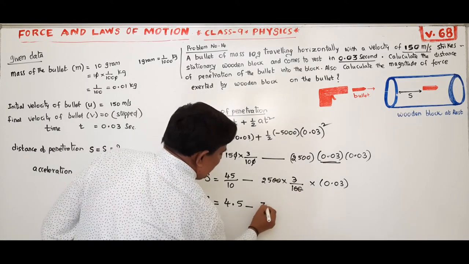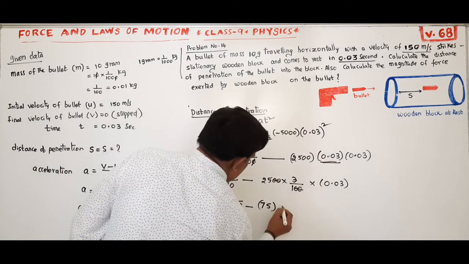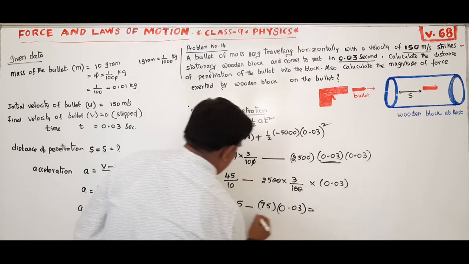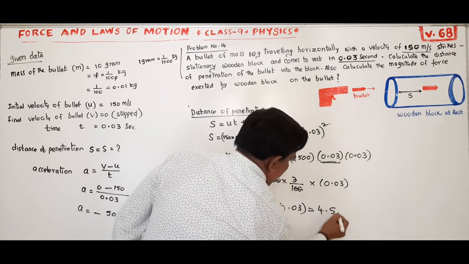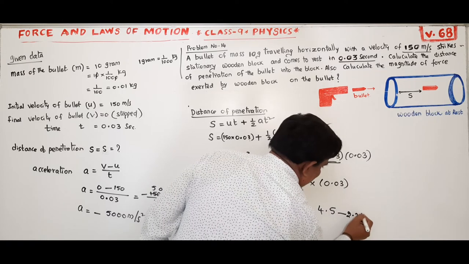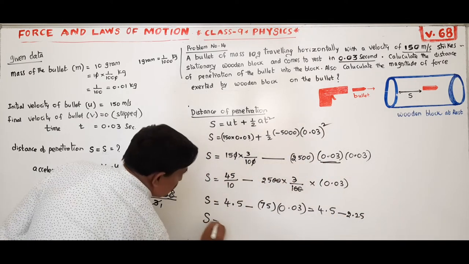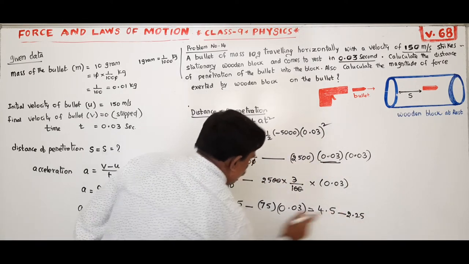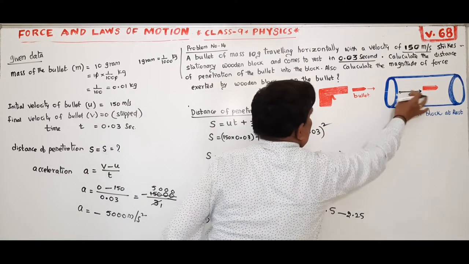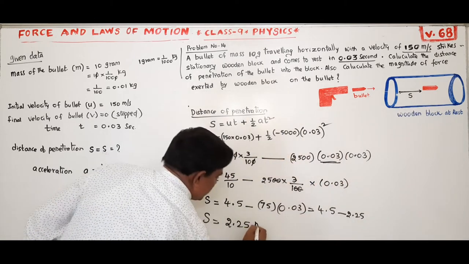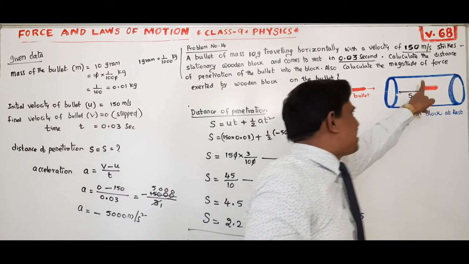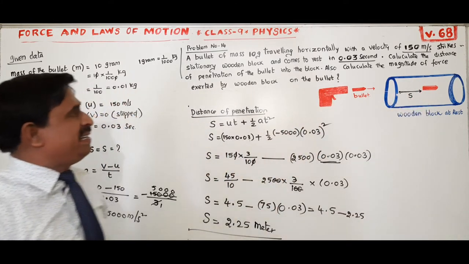25 into 3 is 75, into 0.03. That is equal to 4.5 minus 75 into 0.03, which is 2.25. S is equal to 4.5 minus 2.25, nothing but 2.25. S means distance traveled, and the unit is meter. Now, the distance of penetration is 2.25 meter.